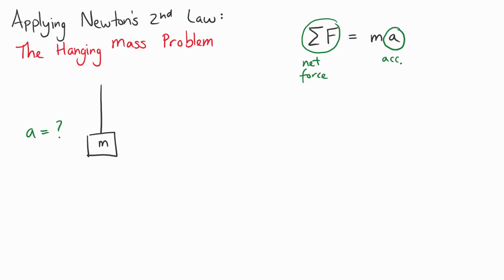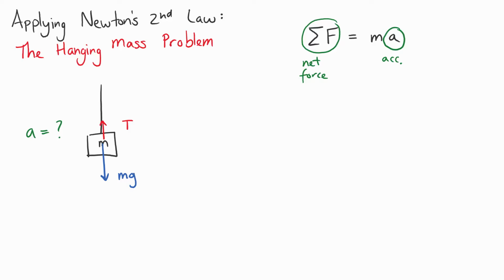So the first force that acts on the block is actually the weight, which is gravity, the force of the earth pulling the block downward. The second force acting on this block is this rope pulling the block up. We can call that T for tension.